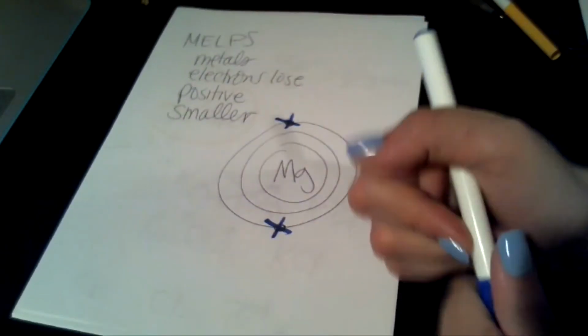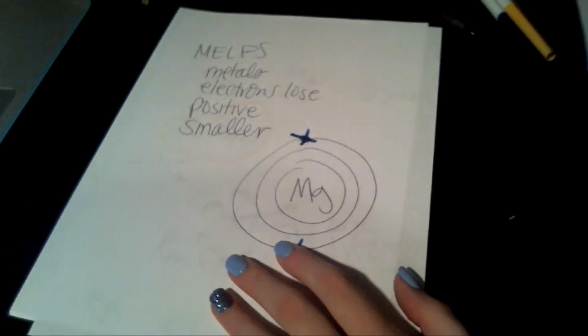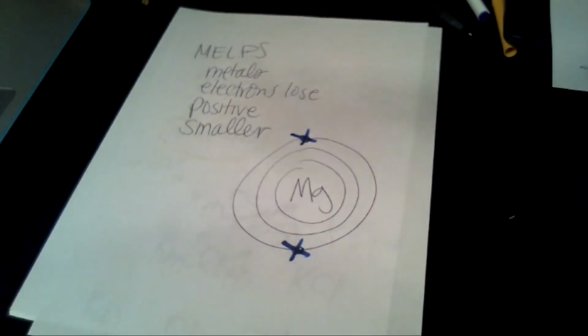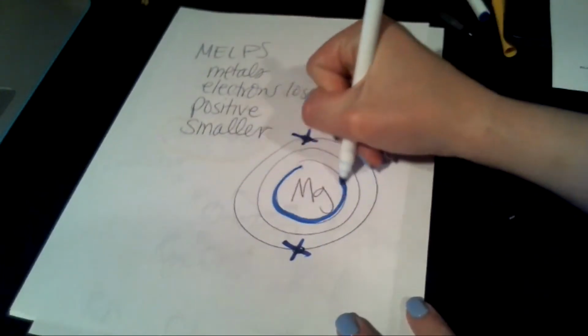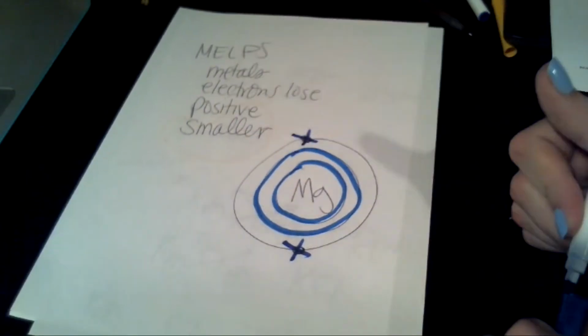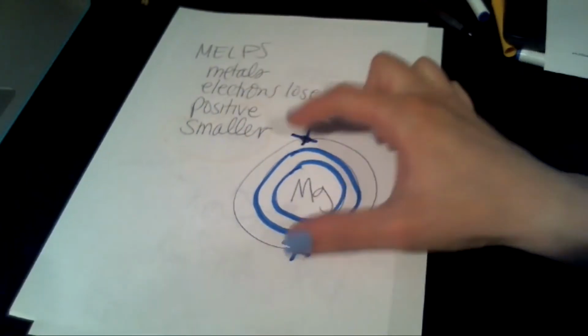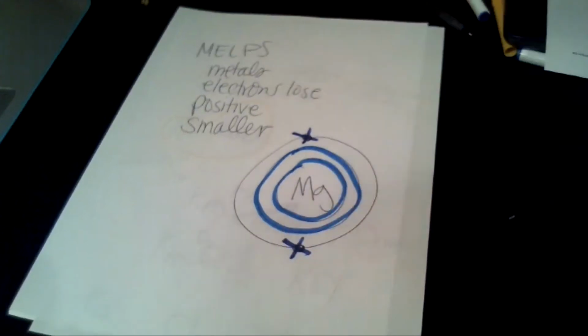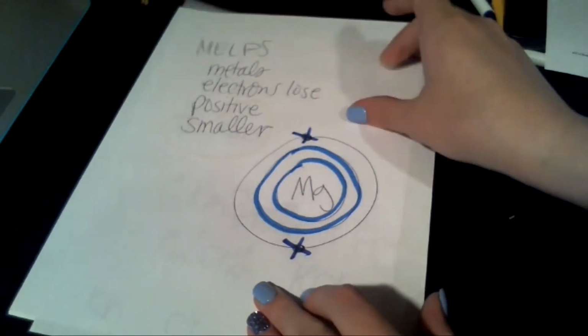When magnesium loses these 2 electrons, it loses that shell. And then this is all that's left, this one and this one. That's the reason it shrinks. It loses the 2 electrons, it loses the shell. So the ion is smaller. Yes, metal ions are smaller. The nonmetals are going to grow.